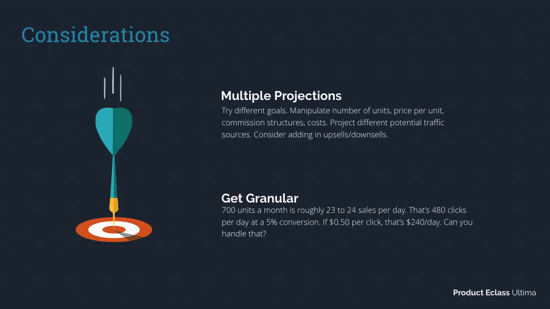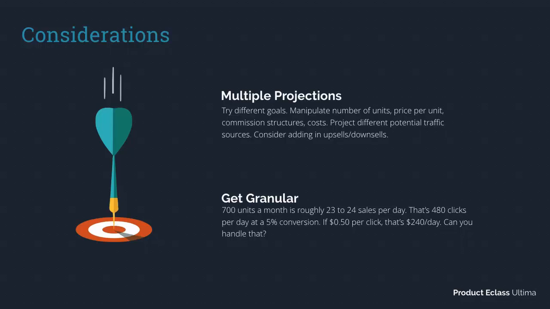And then I like to get granular. So if you take 700 units per month, which was the Facebook example I showed you earlier, that translates into, if you divide that by 30, between 23 and 24 sales a day. So if I felt like I could do a 5% conversion, I would have to generate from Facebook 480 qualified targeted clicks day in and day out. Now, if I'm spending 50 cents a click, I will be spending $240 a day. It's a lot of money.